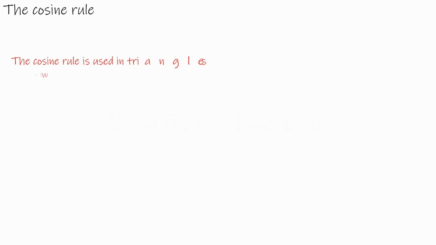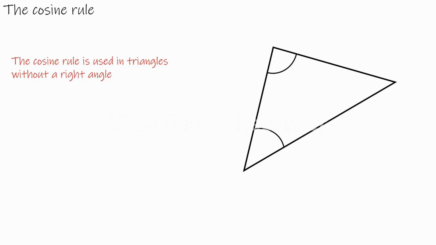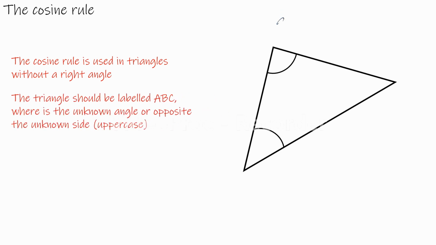Now, let's start by looking at a triangle, and we can say that the cosine rule is used in triangles that do not have a right angle, and these triangles are going to need to be labelled. So, we're going to start by using capital A, B, C. Please note that capital A is going to be on an angle either opposite the side we do not know, or on the angle we do not know, which we will be trying to find. C and B, the angles they go to do not matter.